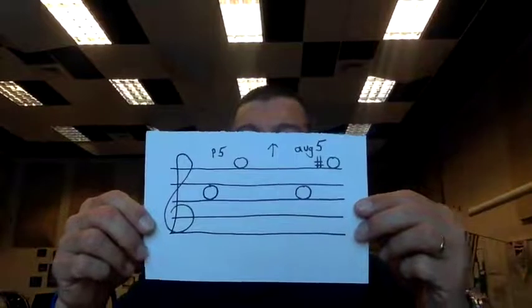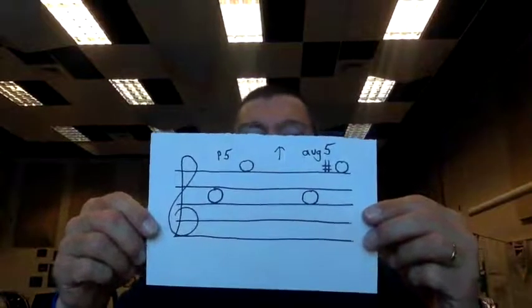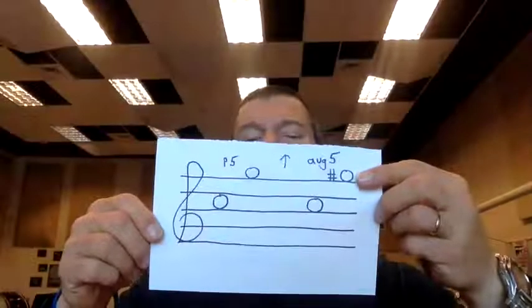So there's one other thing you can do to an interval. If you raise it half a step, then it becomes an augmented interval. If you raise a perfect interval half a step, it becomes augmented. If you raise a major interval half a step, then it becomes augmented. In this example, you see we have a perfect fifth, C to G. And if we raise the G to a G sharp, then it becomes an augmented fifth.